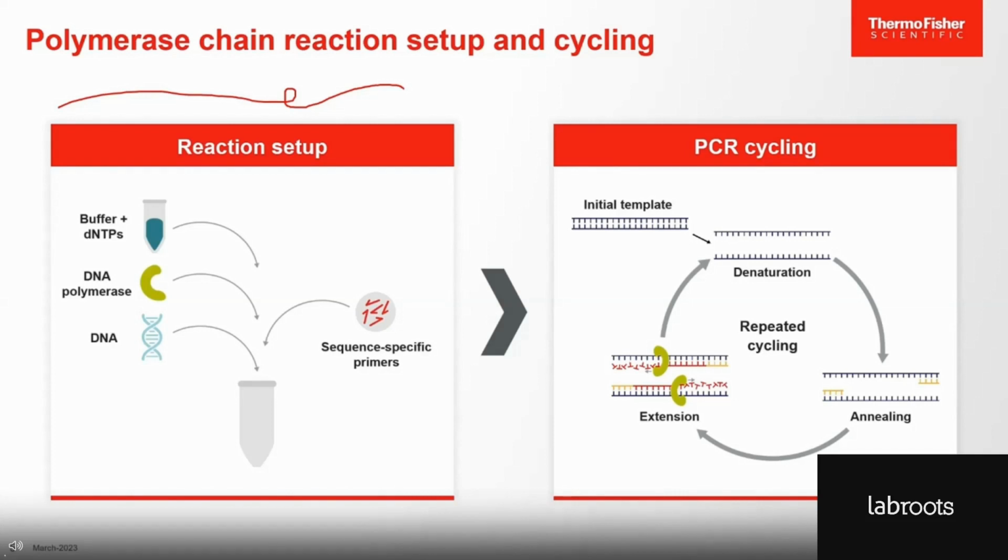Then follows the second part, the thermal cycling with steps for denaturation, which is melting of the DNA template to separate into its individual strands, the annealing of the primers to the DNA template, and then the extension of the new DNA strand by the DNA polymerase to form the complement strand. These three steps are repeated up to 40 times in a cycle to achieve amplification of the target sequence.